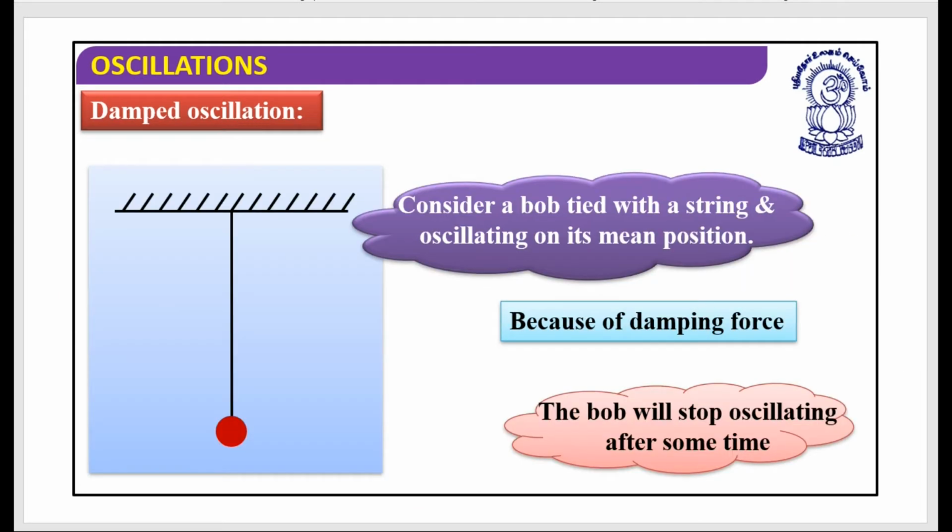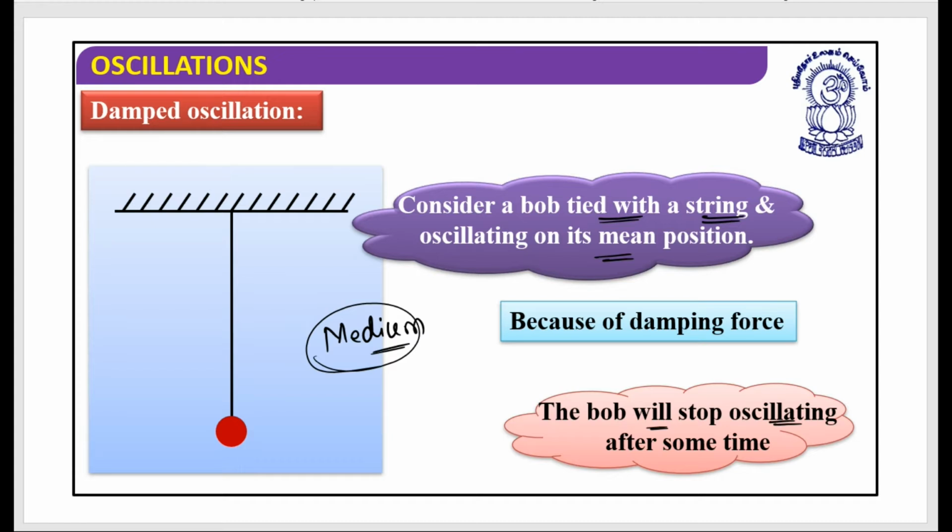Now let's look at how these oscillations work. As you can see, that is a simple pendulum, and this simple pendulum has been put into a certain medium, and this medium has a certain damping constant. So consider a bob tied with a string and oscillating about its mean position. Because of the damping force of this medium, this bob will stop oscillating after some time, and this is what we call damped oscillations.